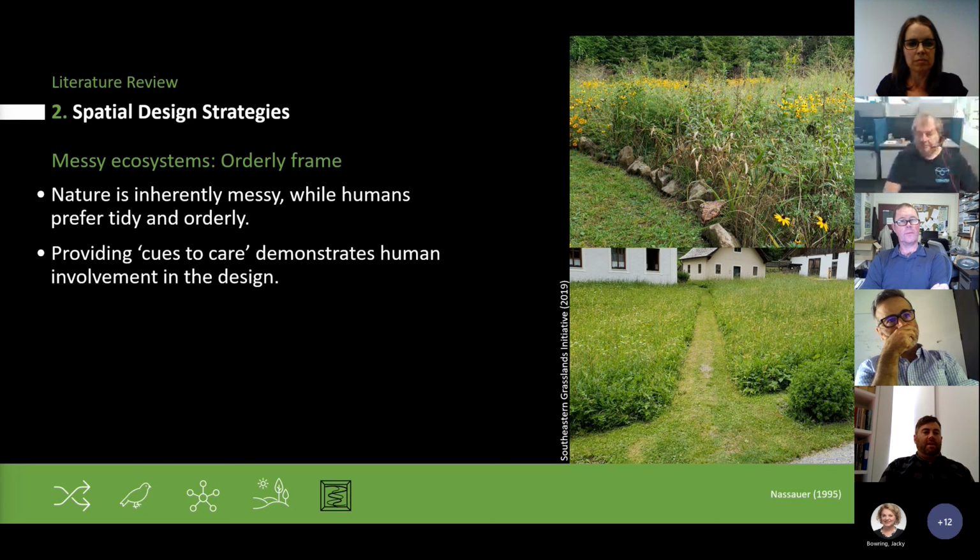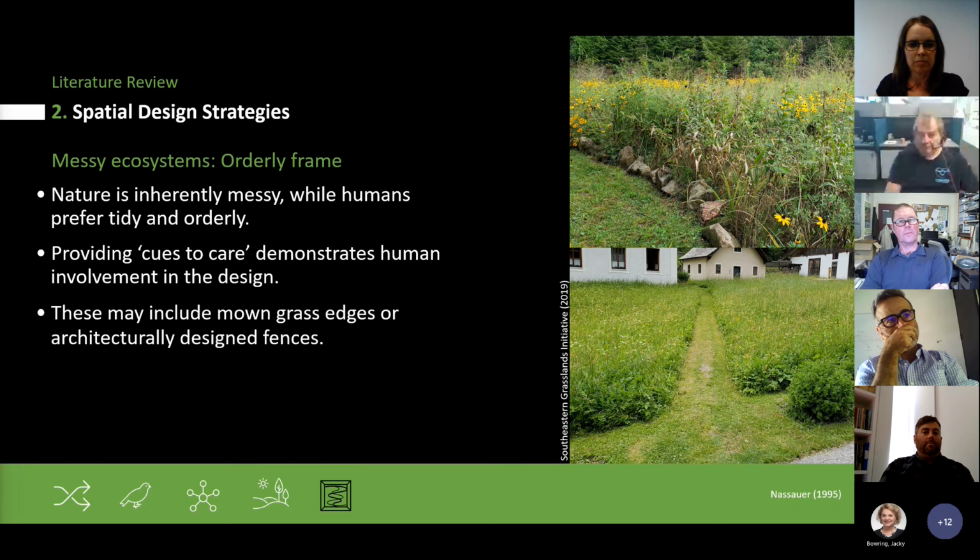As you can see in the pictures on the right, that doesn't need to be too much of an effort. It could be a mow strip through a naturally restored area, or a simple rock border around a garden, and that says to people, "Oh, it's not actually messy. Someone's involved. Someone's looking after it. I appreciate that now."